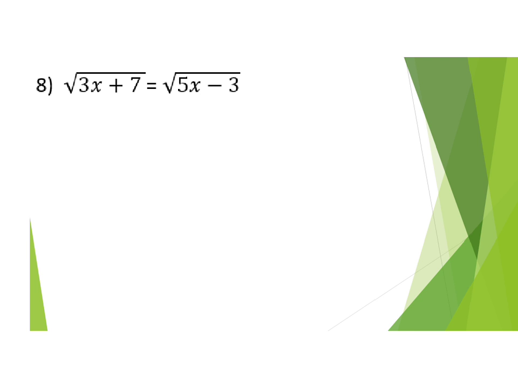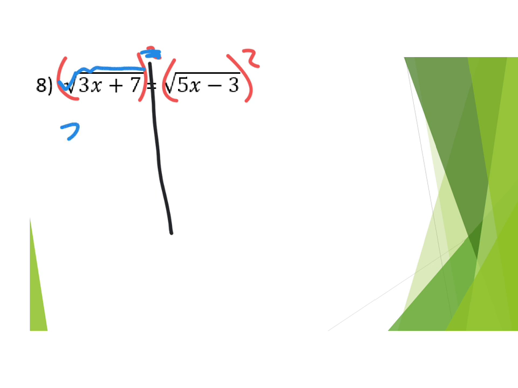So example 8, similar to example 7, we have the square root of 3x plus 7 equals the square root of 5x minus 3. So once again, the radicals are already by themselves, we just happen to have them on both sides. So we're going to square both sides. Then once again, when you square the square root, that goes away, which leaves us with 3x plus 7, what's under the radical, equals, same thing on the other side, the square undoes the square root, which leaves us with what's under the radical, which is 5x minus 3.